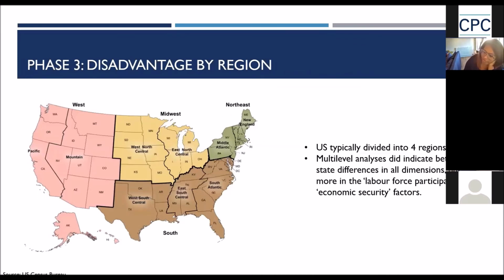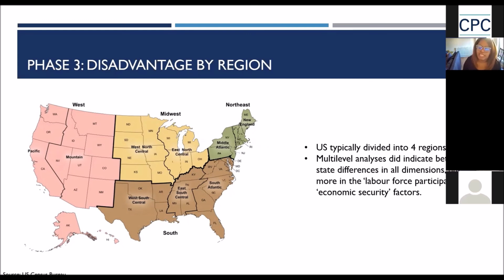So I decided for this presentation to move the analysis a bit further and look at the experience of disadvantage by region of the United States. The Census Bureau divides the country into 4 regions: the South, Northeast, West, and Midwest. Though this could definitely be divided a bit further.